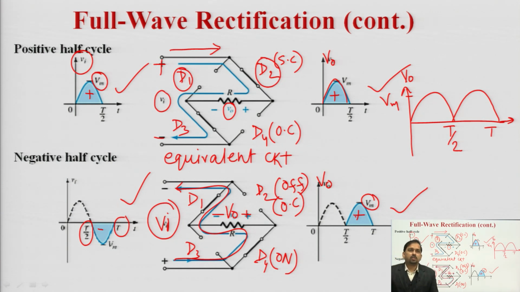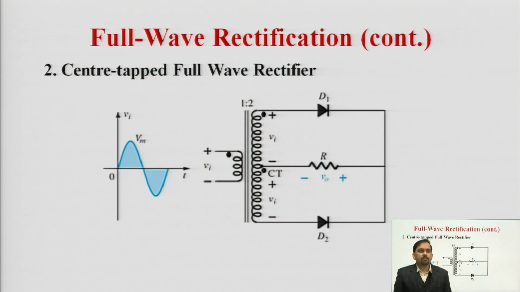After this full wave rectification, the bridge rectifier, we have the next full wave rectifier, the center tap full wave rectifier. In the center tap full wave rectifier we have a special transformer. This is the center tap transformer.